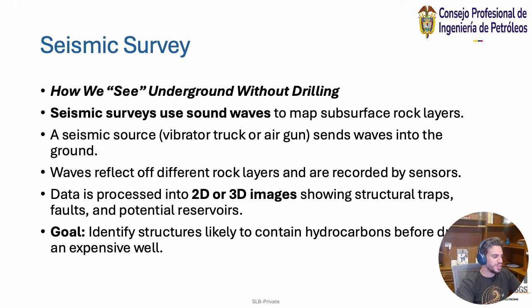So that's what a seismic survey is for. Obviously, it still is relatively expensive, but it's nowhere near as expensive as just drilling in the dark and hoping for the best to find your oil, right? So you're trying to identify that trap.